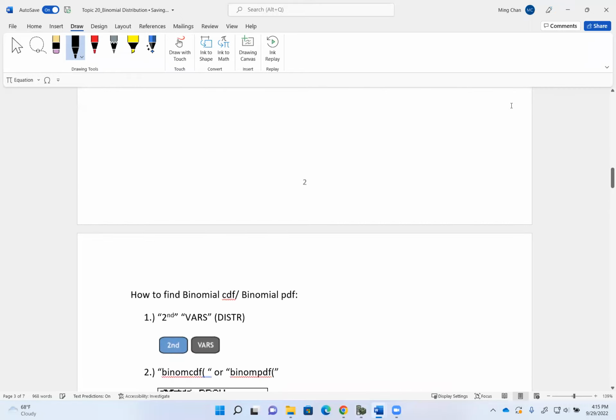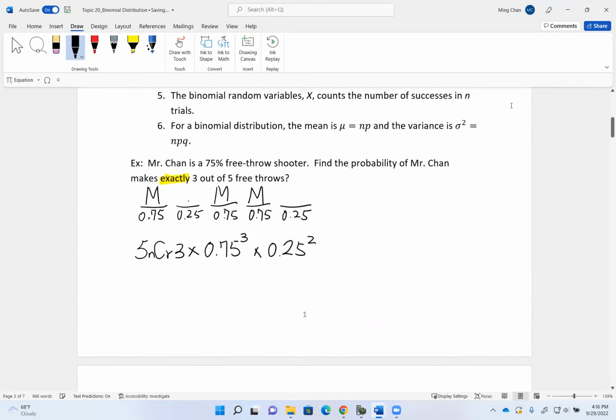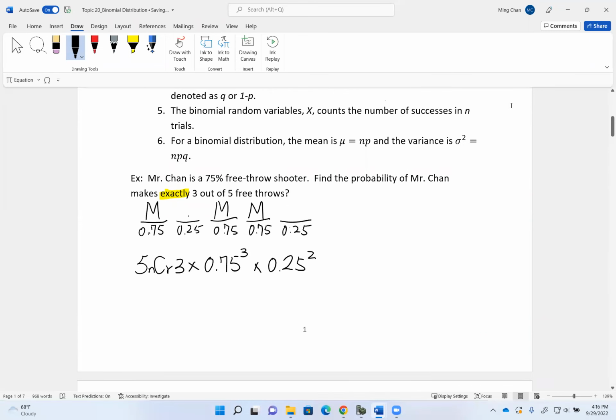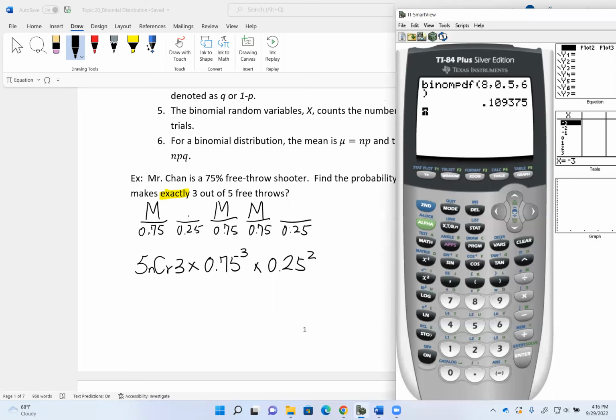So if I go back up here to this same problem I wrote down about Mr. Chen shooting free throws, the question is asking what's the probability of Mr. Chen making exactly 3 out of 5 free throws. So that means it's a binomial PDF. Exact means equal to 3 free throws out of 5. So the number of trials is 5, shooting 5 times, comma, my probability of making a free throw is 0.75, comma, the number of successes I want in this example is exactly 3 out of 5.